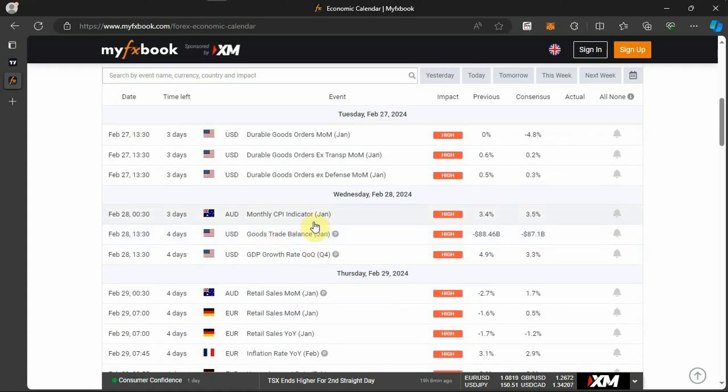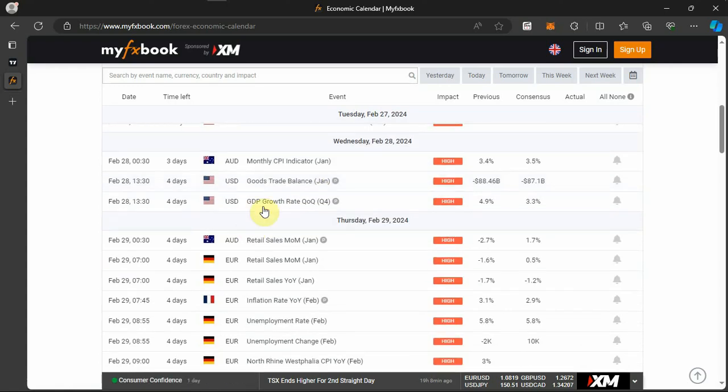On Wednesday, February 28, 2024, we have monthly CPI indicator for the month of January for Australia. We have goods trade balance for the month of January for USD. We have GDP growth rate quarter over quarter for the fourth quarter for USD.